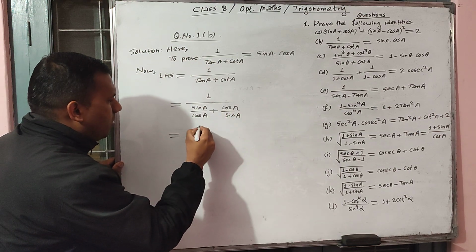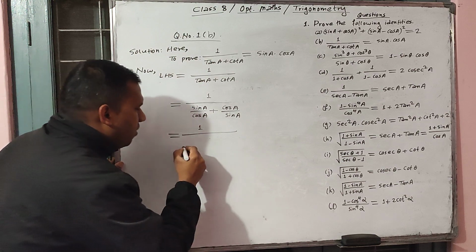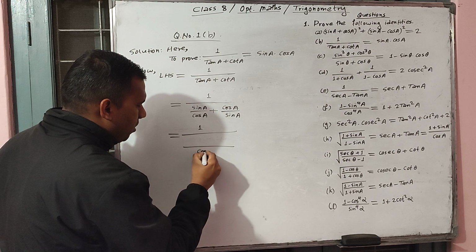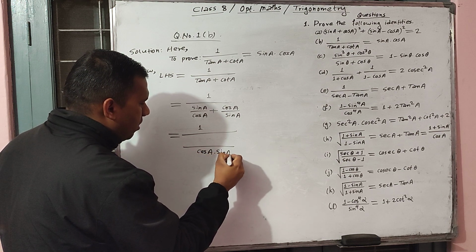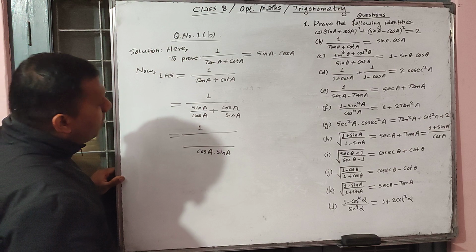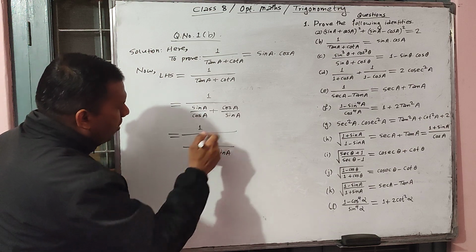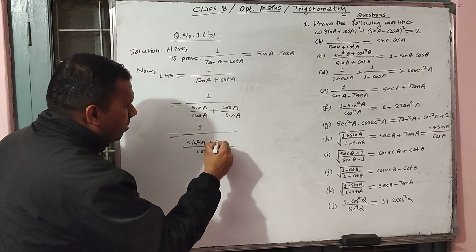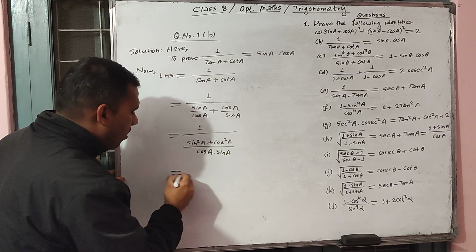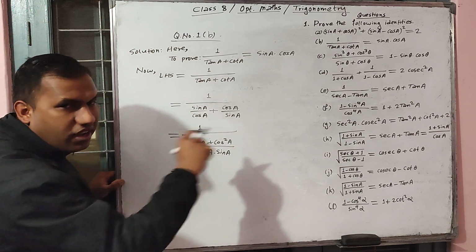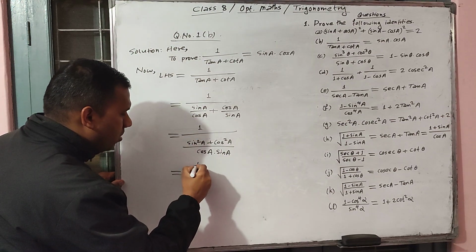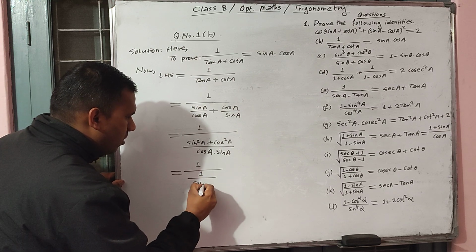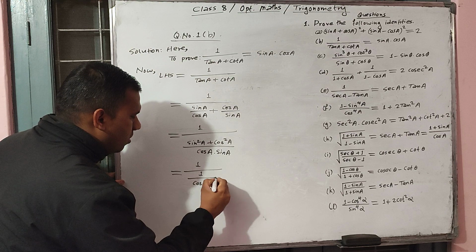After this, 1 upon, in the denominator we can take LCM, cos A sin A. So LCM is cos A dot sin A. Then in the numerator, sin A multiplied with sin A makes sin square A, plus cos A multiplied with cos A, cos square A. But sin square A plus cos square A, its value is 1. So in the next step we can write 1 upon 1 by cos A dot sin A.